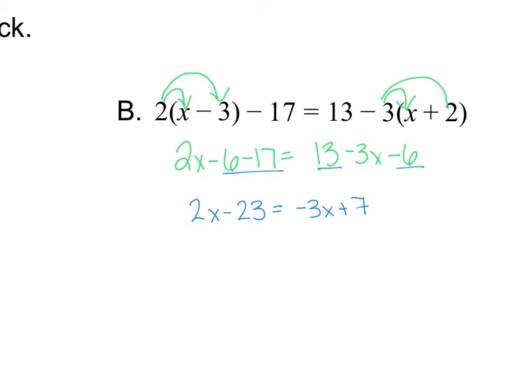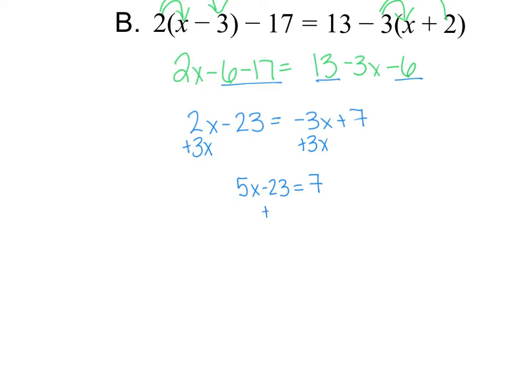Okay, and then we're going to add our 3x to both sides. We bring our smaller x to our bigger x first. So 5x minus 23 equals 7. Add the 23. 5x equals 30. And then we divide both sides by 5. So x should equal 6.